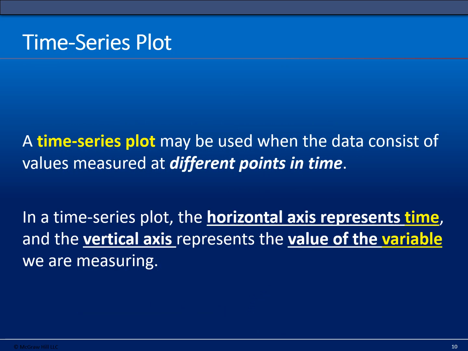A time series plot may be used when the data consists of values measured at different points in time. In a time series plot, the horizontal axis, the x value, represents time, and the vertical axis represents the value of the variable we are measuring.